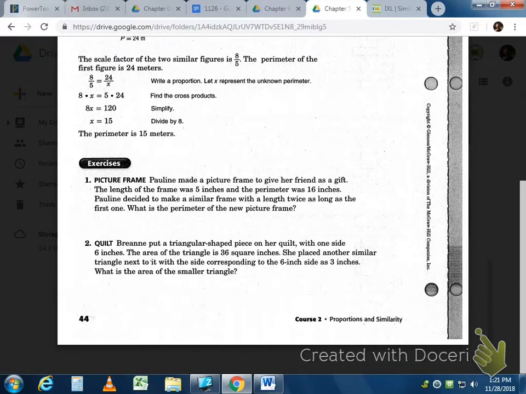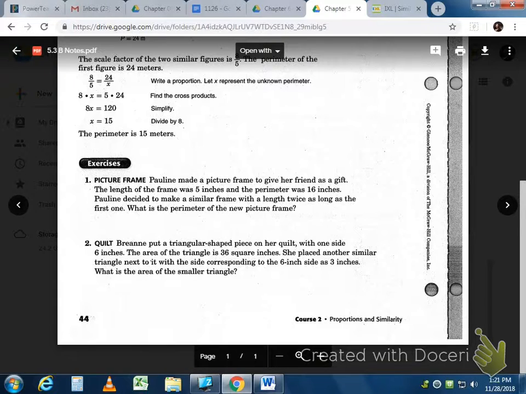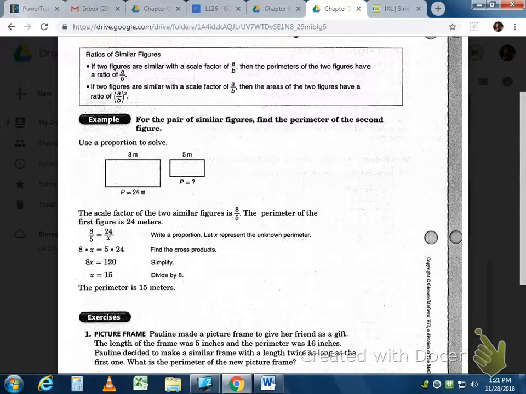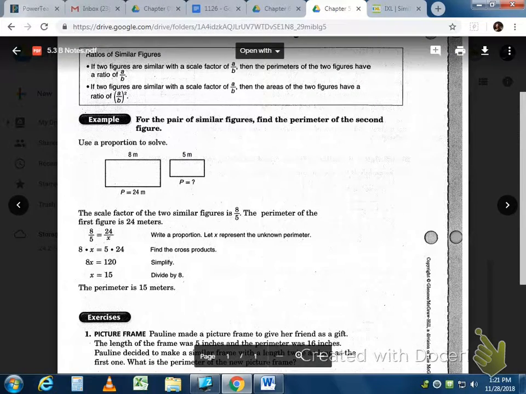All right, now let's look at these two that they've done down here. If you scroll up on the 5 or 8, you could just find out what 8 times 3 is, 24, and then you take 5 times 3, which is 15. Okay, but that's really what you're doing when you're solving the proportion. Yep, true. 8 over 5 equals 24 over x. You're really doing that.